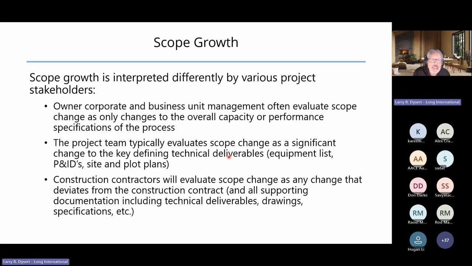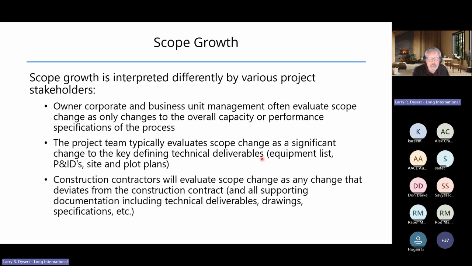So by Class 3, that would be the final equipment list, the final and approved P&IDs, the final and approved site and plot plans. For adding equipment, and certainly from a project team perspective of putting this estimate together, if we add equipment, we need to add dollars to the estimate. We don't fund that from contingency.